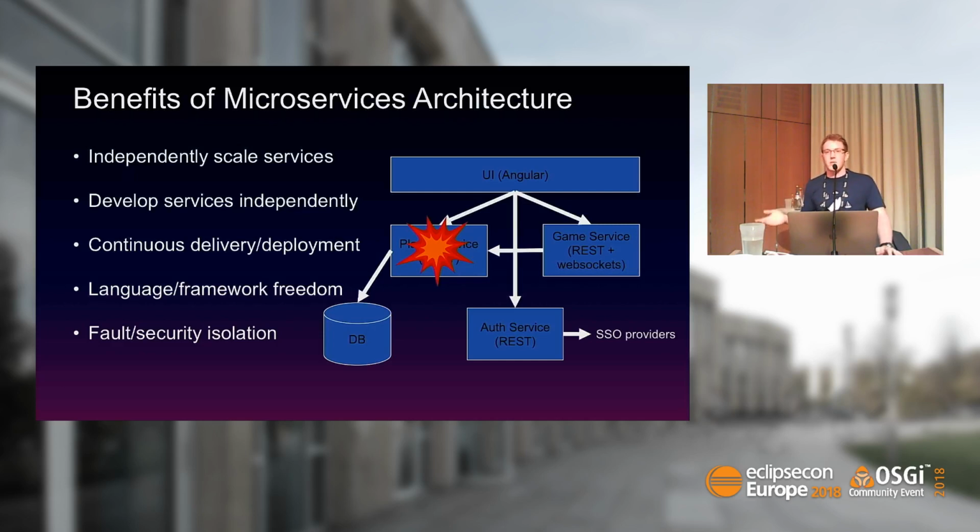And a classic example that gets used here is Netflix, right? They have a recommendation service, and if their recommendation service goes down, you can still watch Netflix, but you just don't have the customized recommendations for you as a user.